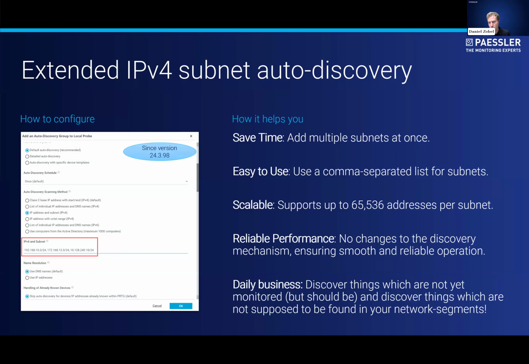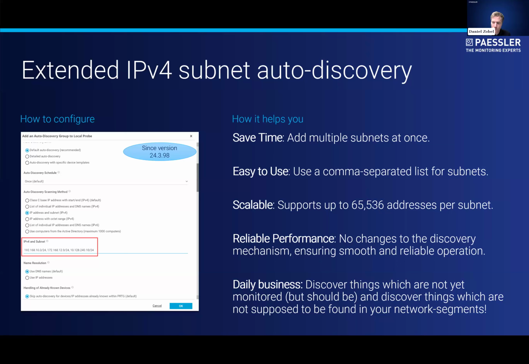So you can enter a Class C base IP with start and end. You can paste in a list of IP addresses. You can go with an IP address with octet range. You can discover computers from Active Directory. And this is our new optimized option, you can enter an IP address in combination with a subnet.